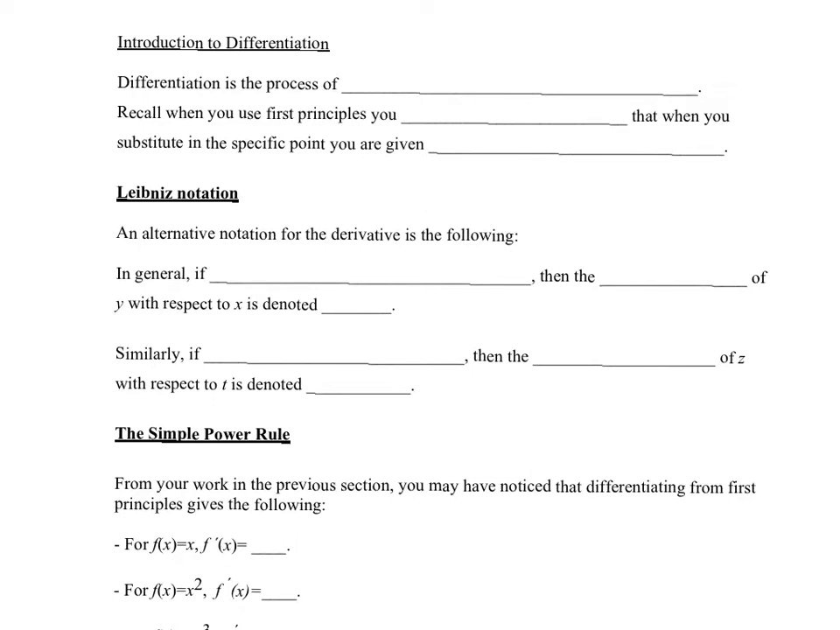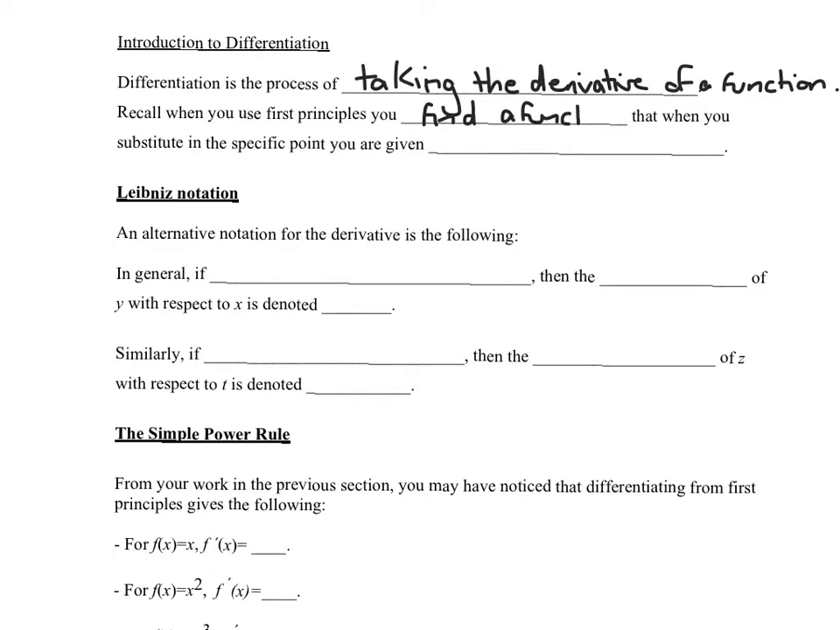Hi Year 11, so we've done differentiation the hard way using first principles. Now we're going to do it the easy way. Differentiation is just the process of taking the derivative of a function. Remember that when you use first principles, you find a function that when you substitute in a specific point, you are given the value of the slope of the tangent at that point.